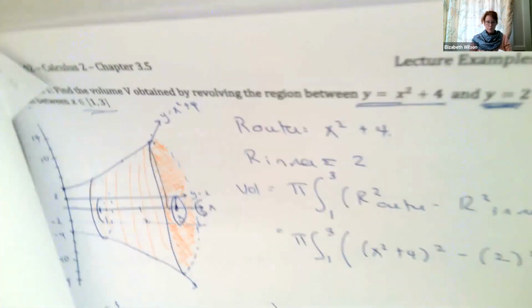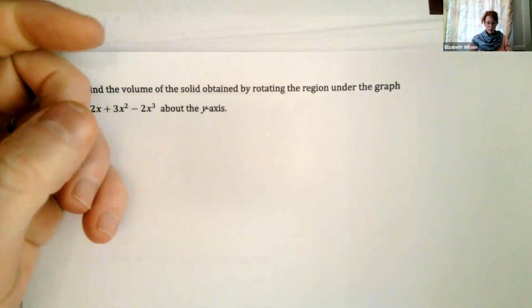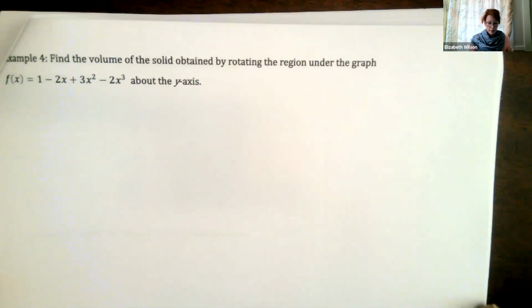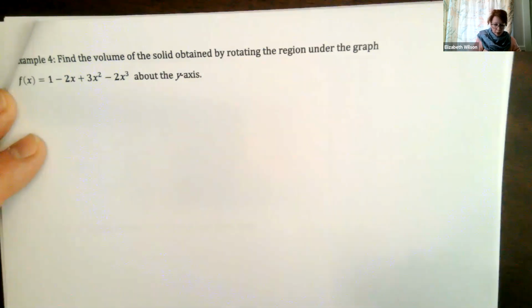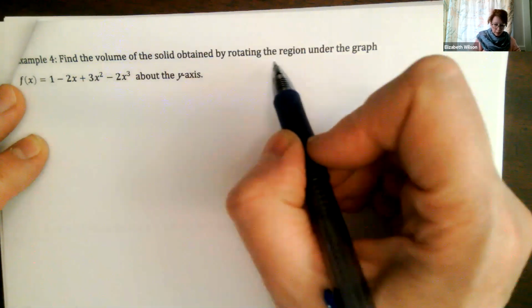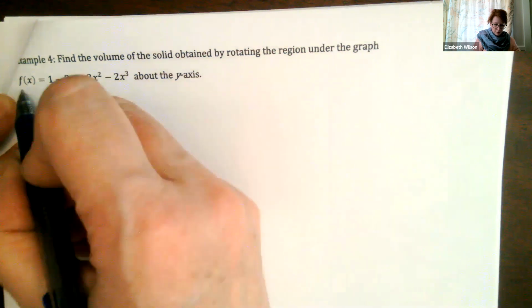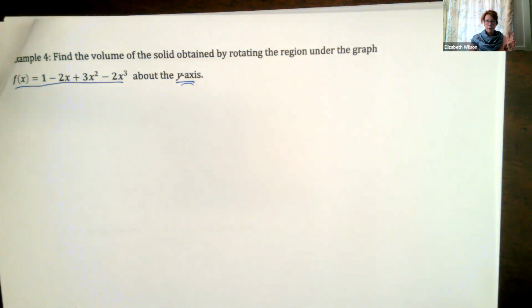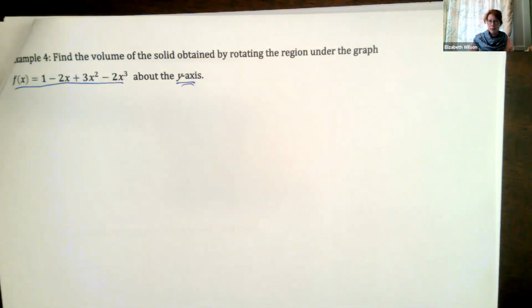I'm looking at our lecture examples. I scanned in the first part using the disk method, and now I'll scan in the rest of it for part 2, which is going to be our shell method. So find the volume of the solid obtained by rotating the region of the graph of this function about the y-axis. Remember the last example, example 3: we had a function that went about the y-axis, and we could rewrite it as x equals some function of y, and then use the disk method.